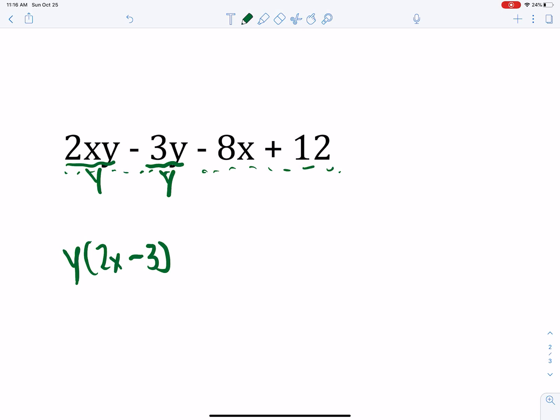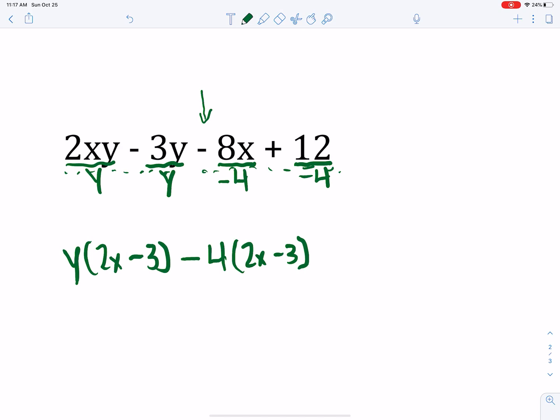Next, looking at 8x and 12, those are both divisible by 4. And remember something I said a minute ago. When your second group starts with a minus, you need to make sure you factor out something that's a minus. So here, we're going to factor out not just 4, we're going to factor out minus 4 from each term. Anytime your group starts with a minus, you need to factor out something negative. Negative 8x divided by negative 4 would be 2x. Positive 12 divided by negative 4 is minus 3.